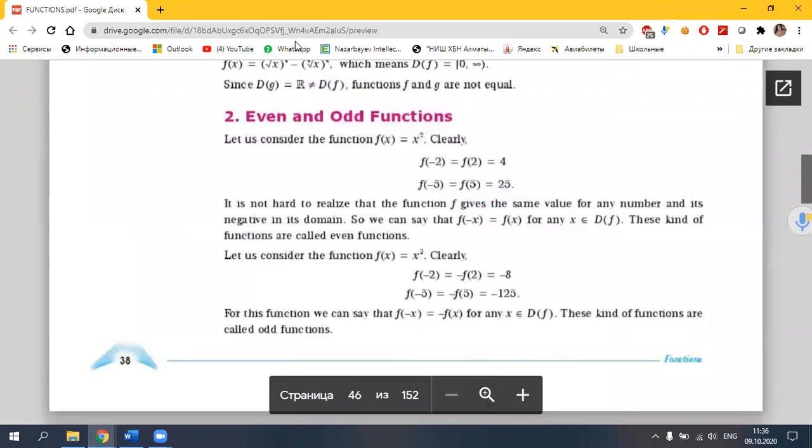Тағы жоқ функцияларда кейін айтамыз. Болды. Сұрақтарың болмаса, the lesson is over.